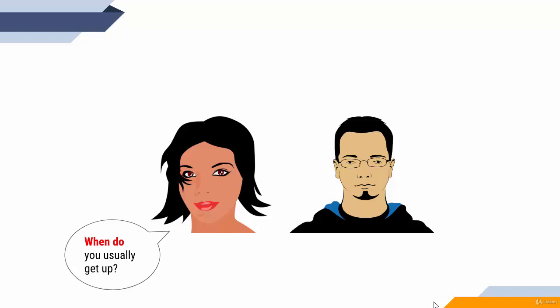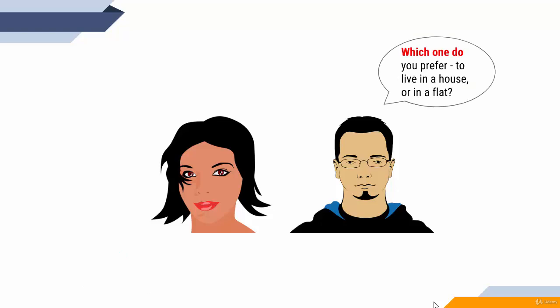In our situation now, we want to receive some extra information, right? And the question starts with the question word when. When do you? When, after that is the auxiliary, the do verb. When do you usually get up? The answer, at 6:30. One more. Which one do you prefer, to live in a house or in a flat? And the answer, well, a house, I think.